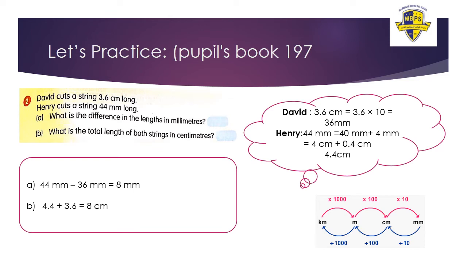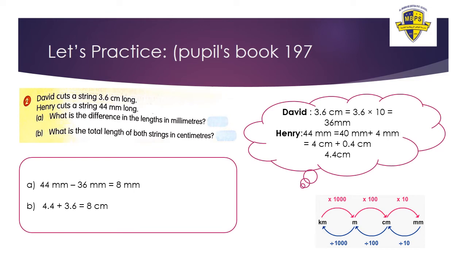Now, only 4 small units. This is less than 1 centimeter. Yes? A number less than 1, we write it as a decimal. So, only 4 out of 10, this is 4 tenths. Yes? So, we write it like 0.4. So, 4 centimeters plus 0.4 is 4.4 centimeters.